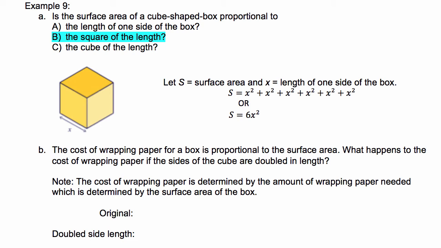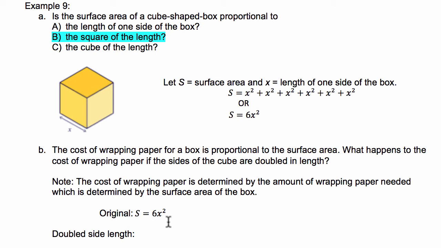Note, the cost of wrapping paper is determined by the amount of wrapping paper needed, which is determined by the surface area of the box. This means we need to find out what effect doubling the length of a cubic box has on its surface area. We will start with the equation that gives the relationship between the length of the box and its surface area. S equals 6x squared.